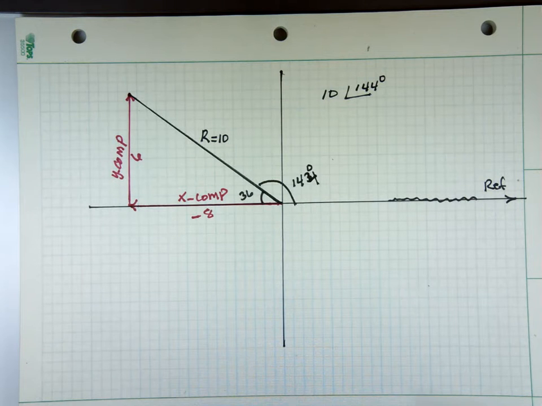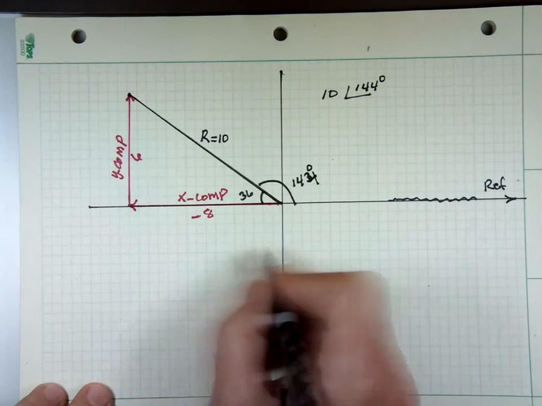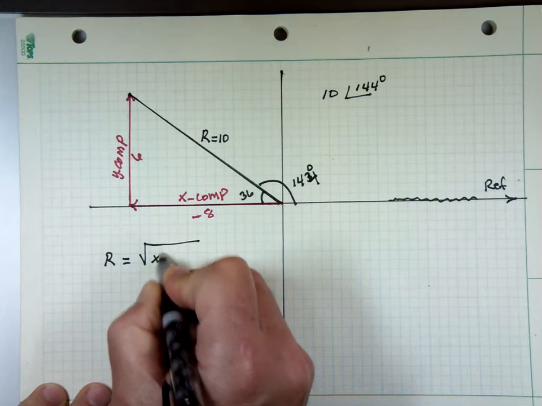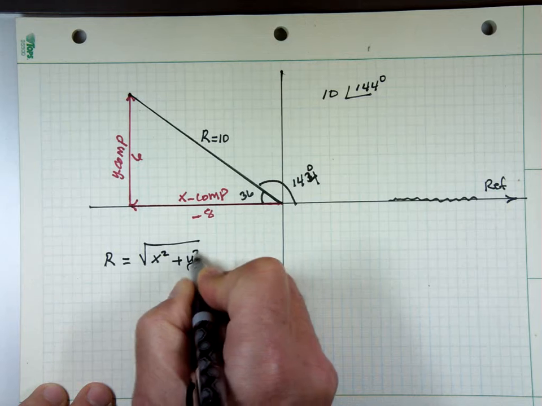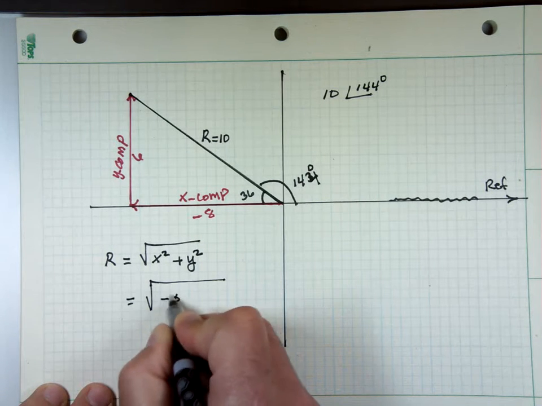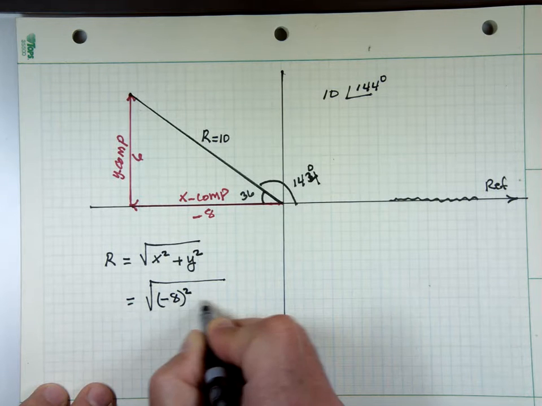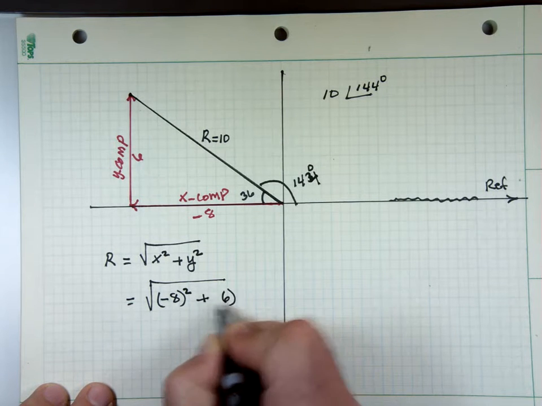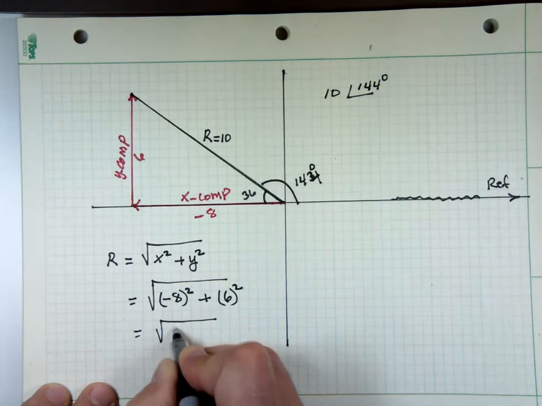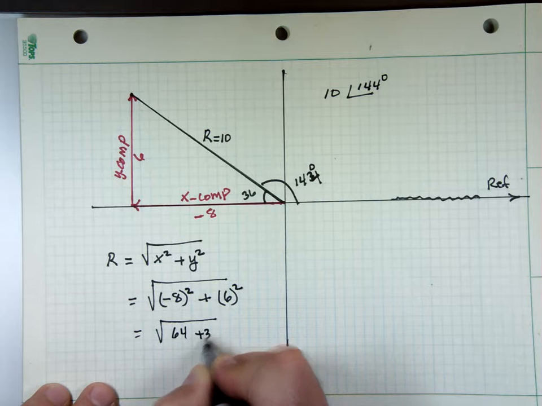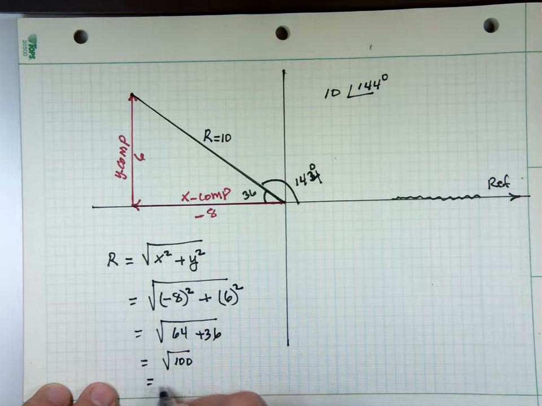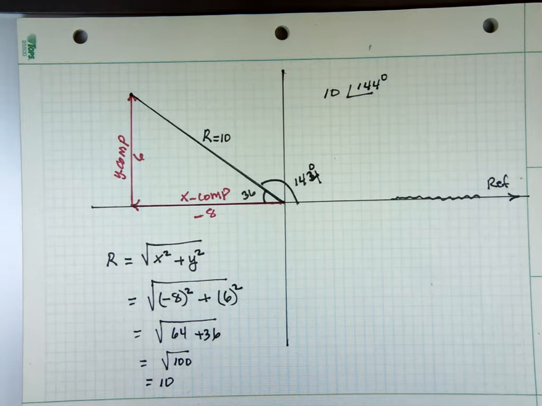Let's see if we can do the math here. R is supposed to be the square root of x value squared plus y value squared. The x value is negative 8. Square it. The y value is 6. Square it. 64 plus 36. The square root of 100, which is 10. Got it. I got r equals 10.